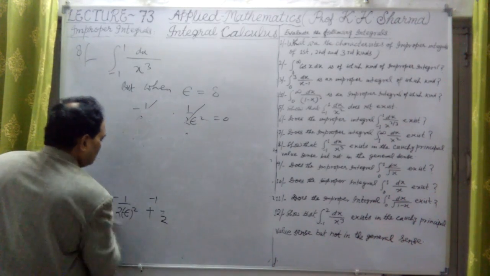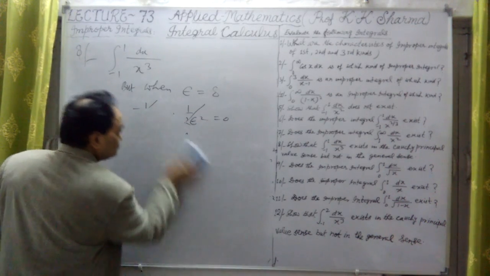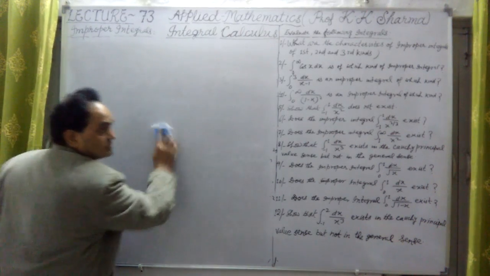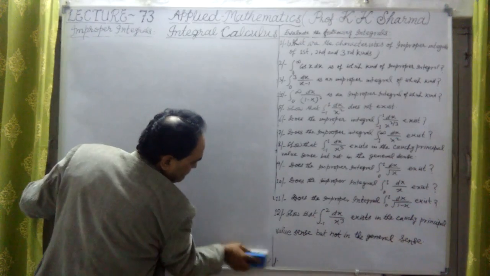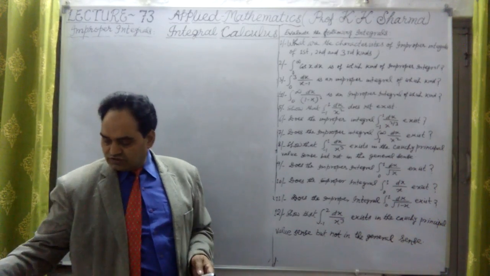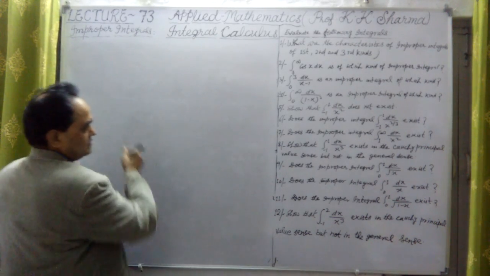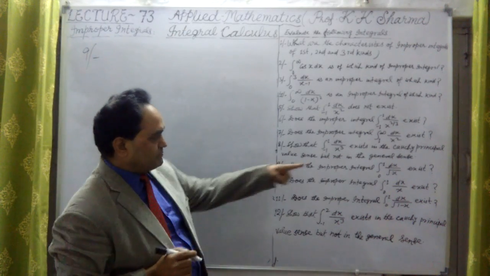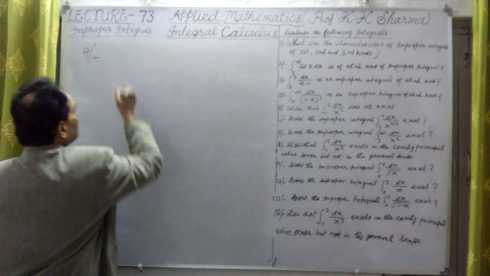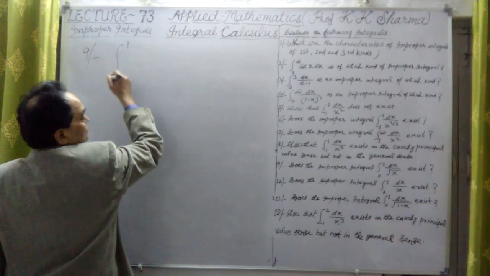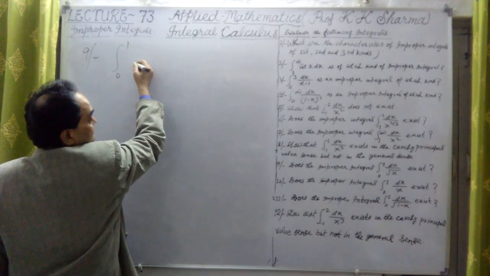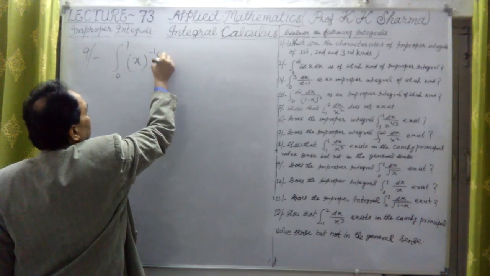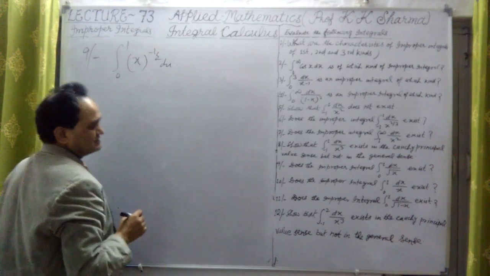Now let me talk about the 9th question. What does the 9th question say? Let me talk about that also. Question number 9 in this situation: does the improper integral from 0 to 1 exist? Let me talk about this. This is dx upon x raised to the power minus 1/2.